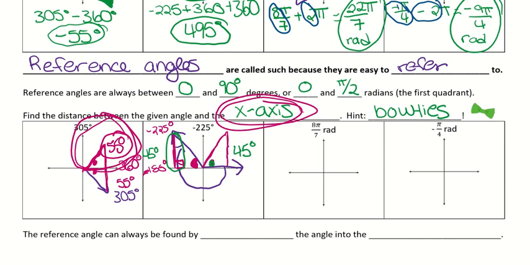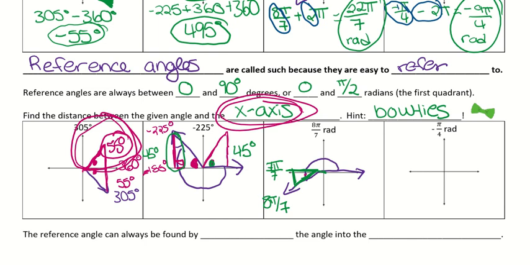The same thing is going to be true for radians. This is what 8 pi over 7 radians looks like. We know that this is 7 pi over 7 radians, right? Because 7 over 7, that's just a fancy one. That's really just pi radians, right? So this is 7 pi over 7 radians, the x-axis, and then we make a triangle out of it, and this is 8 pi over 7 radians.